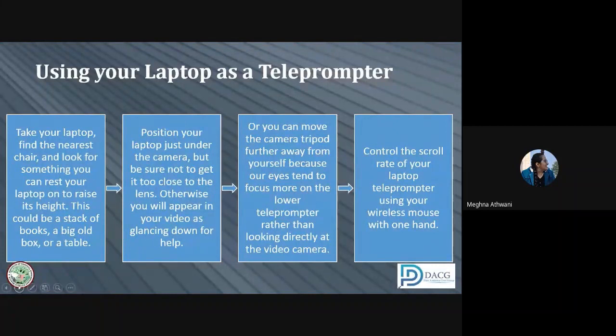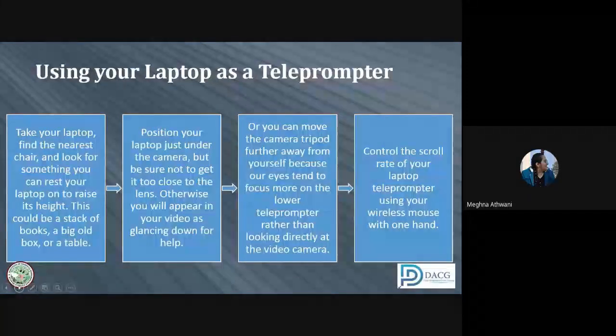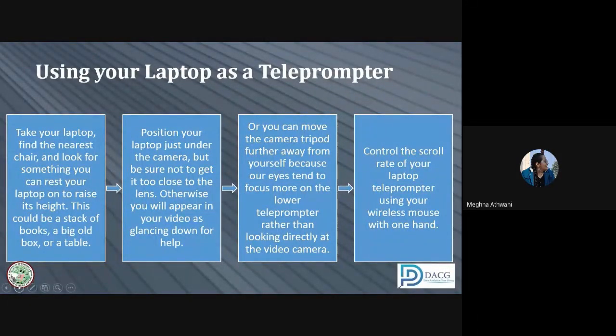See, the third point also says you can move the camera tripod further away from yourself. The farther the camera, the less your eyeball movements will show. But you don't have to put it so far that you are not visible. Please don't make that mistake. You have to place it in such a way that you look natural while reading.